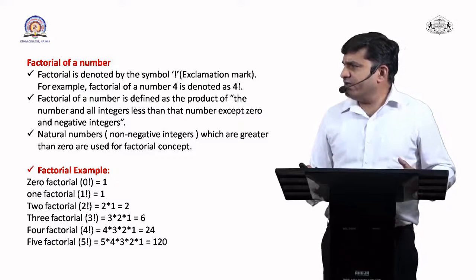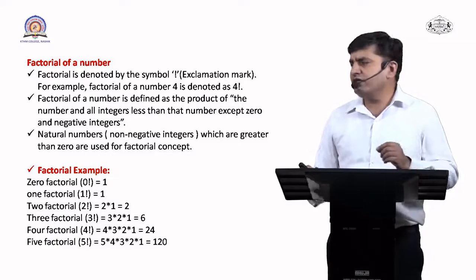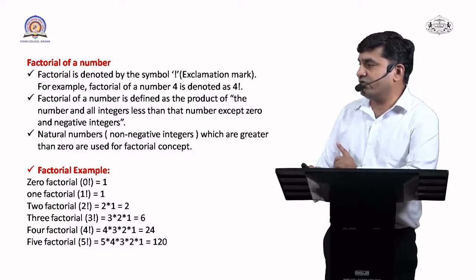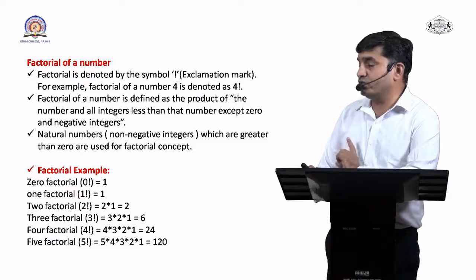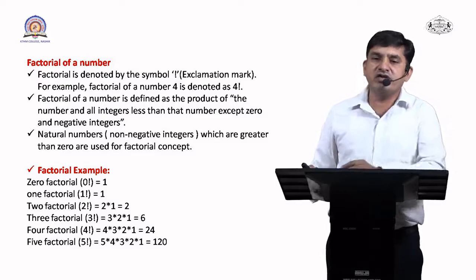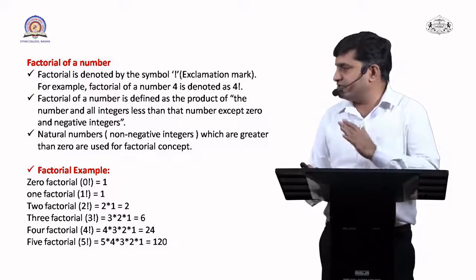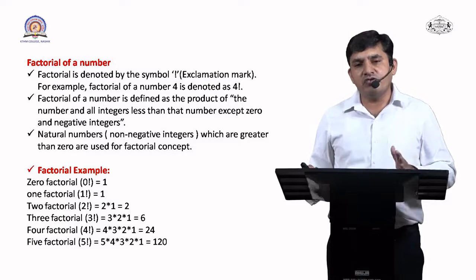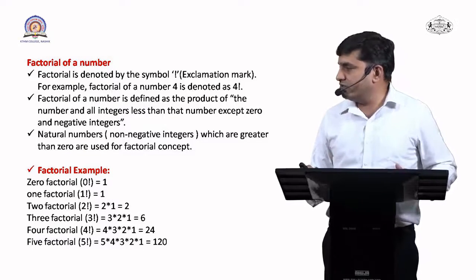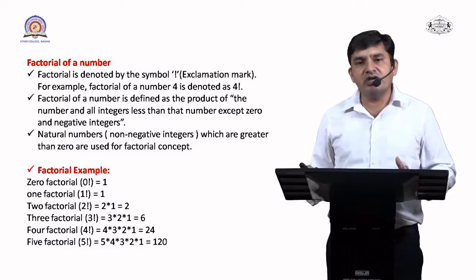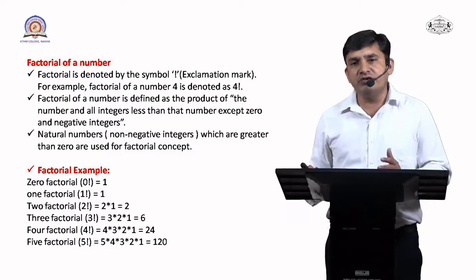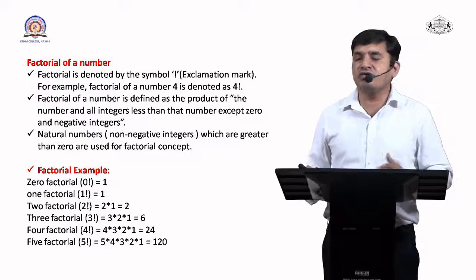If we consider the factorial of 0, it is equal to 1. Factorial of 1, that is 1 factorial, is equal to 1. 2 factorial is equal to 2 into 1, which is equal to 2. Factorial of 3, that is 3 factorial, is equal to 3 into 2 into 1, which is equal to 6. Factorial of 4, that is 4 factorial, is 4 into 3 into 2 into 1, which is equal to 24. And factorial of 5, that is 5 factorial, is 5 into 4 into 3 into 2 into 1, which is equal to 120.